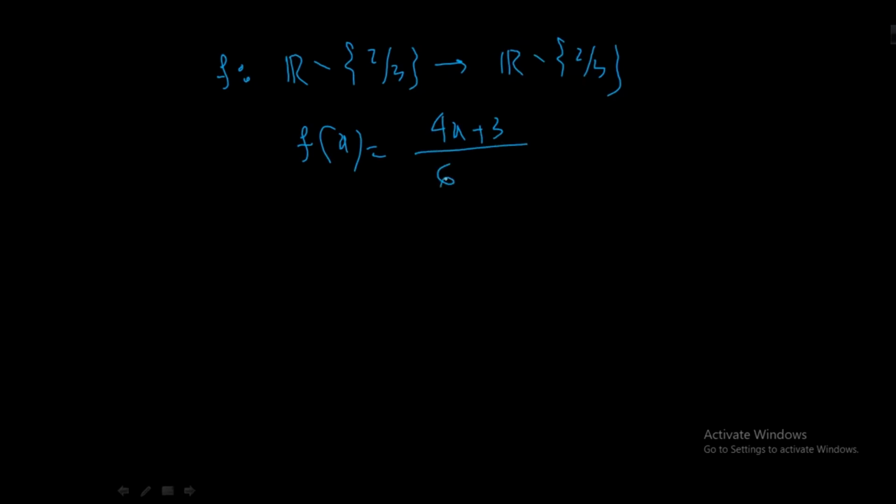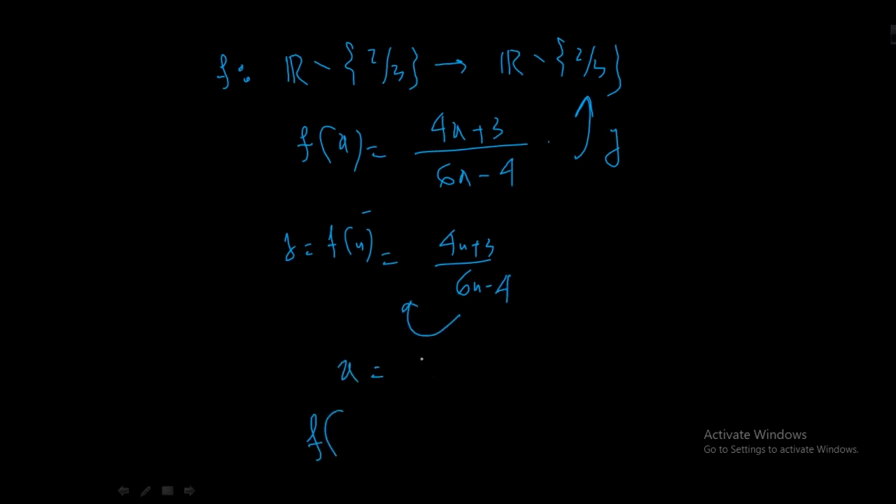f from R minus 2/3 to R minus 2/3 given by f(x) is equal to (4x plus 3) by (6x minus 4). So fine, pick one y from this. Let y equal to f(x), that is (4x plus 3) by (6x minus 4). Try to find the value of x from this equation and claim that f of this particular value will be y. Hence f is onto. Done.